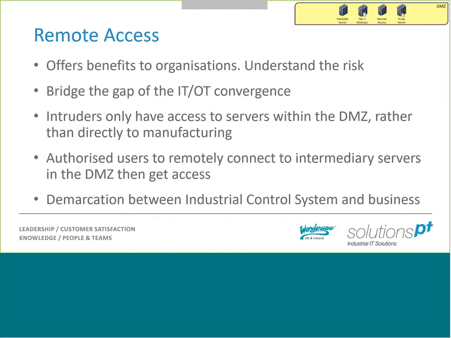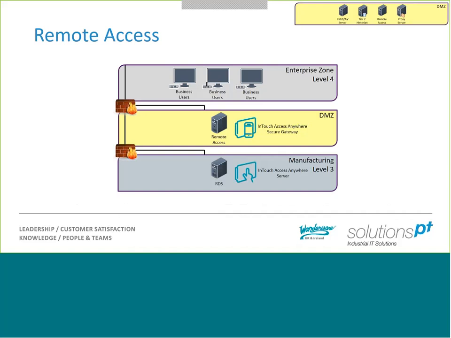In terms of examples, and where our Wonderware software fits in, and how we can help with remote access through something like InTouch Access Anywhere, we introduce our secure gateway. This acts as a gateway between users in the remote locations and InTouch applications running on the control network. The secure gateway can be installed in a demilitarized zone, so you can route that traffic between an external business network and an internal HMI or SCADA network.